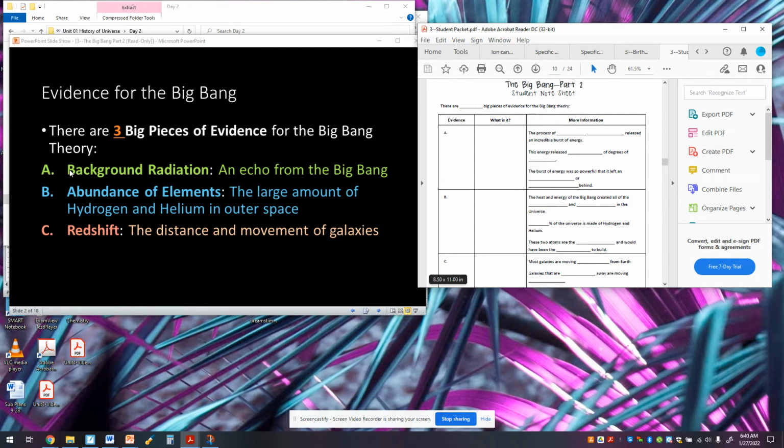So what you'll have to do is, one at a time here, write background radiation. So that goes in this box right here. In the box it says A. And then what is it? You're going to write down this part right here that comes after the colon and put that right in here. Okay. So background radiation goes here, and an echo from the Big Bang goes here. Abundance of elements go here, and large amount of hydrogen and helium go here. Redshift goes here, and then distance and movement of galaxies goes here. And then the rest of it will go through one by one, and you'll be able to fill those in. So I'll make this bigger here.